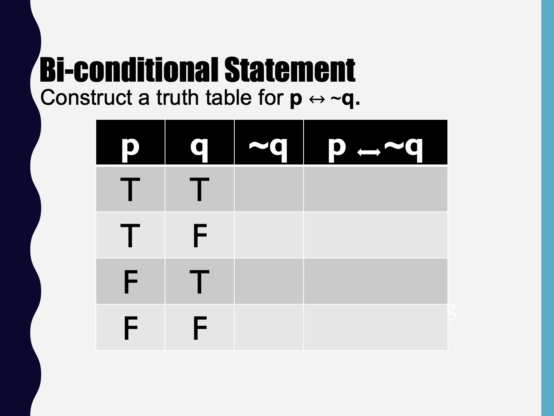Let's look at this example. Construct a truth table for P if and only if not Q. So first, you need to get the values for your not Q, then get the biconditional statement of P as your hypothesis and not Q as your conclusion. So the first row will have false, the second row will be true, the third row will be true as well, while the fourth row is false.